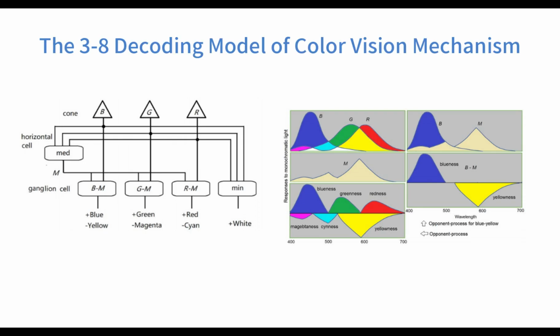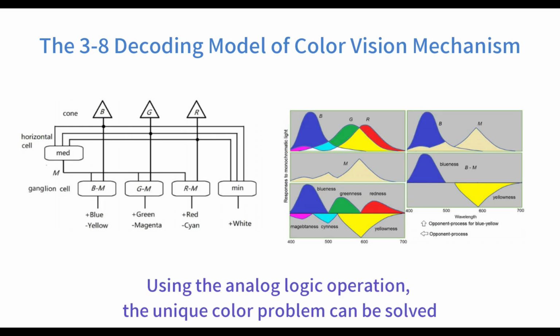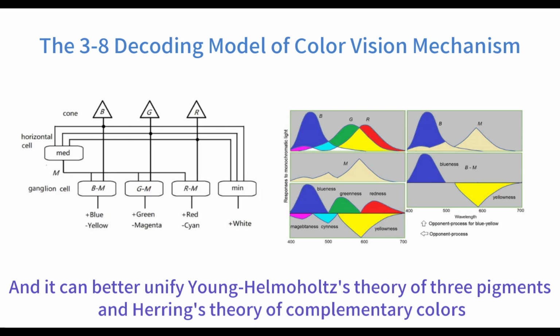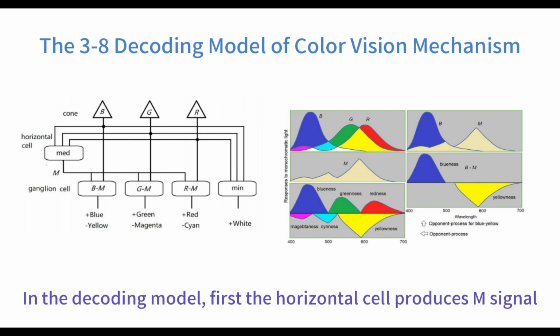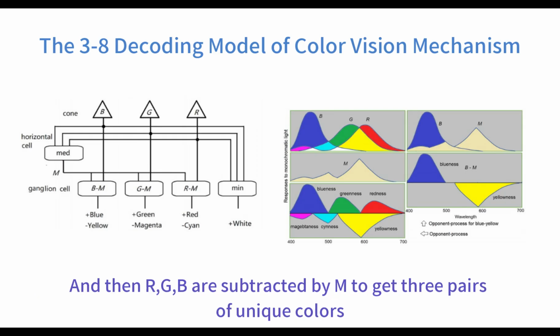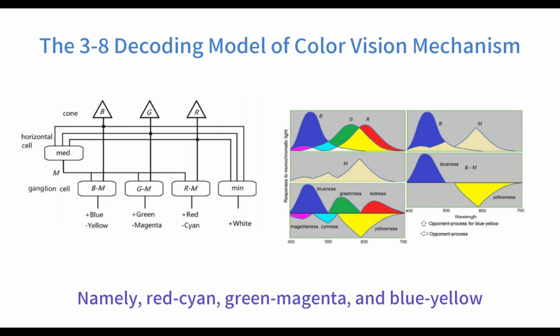The 3-to-8 decoding model of color vision mechanism. Using the analog logic operation, the unique color problem can be solved, and it can better unify Young-Helmholtz's theory of three pigments and Hering's theory of complementary colors. In the decoding model, first the horizontal cell produces M's signal, and then R, G, B are subtracted by M to get three pairs of unique colors, namely red cyan, green magenta, and blue yellow.